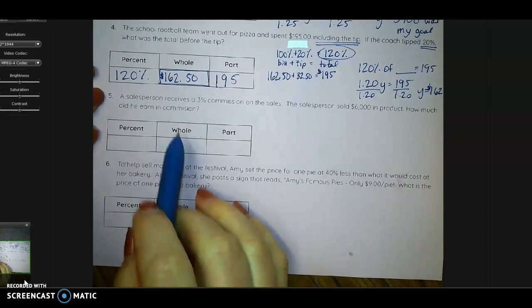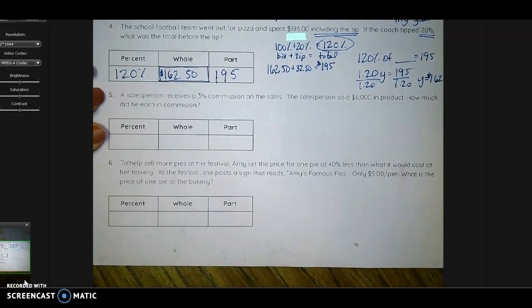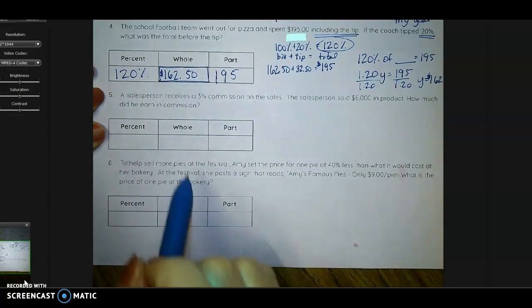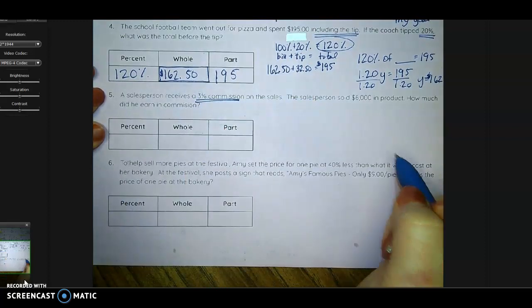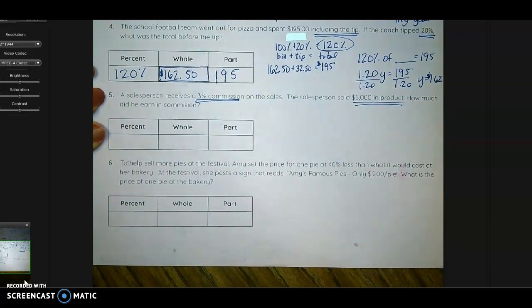This next one says a salesperson receives a 3% commission on sales. Well, a commission means every time I sell something, I get some of the money that you paid to the store. So if I buy a sweater for $20 and I'm earning commission, I might get $3 out of that $20 paid to me as the salesperson working there. So a person receives a 3% commission on the sales. The salesperson sold $6,000 in product. How much did he earn in commission?